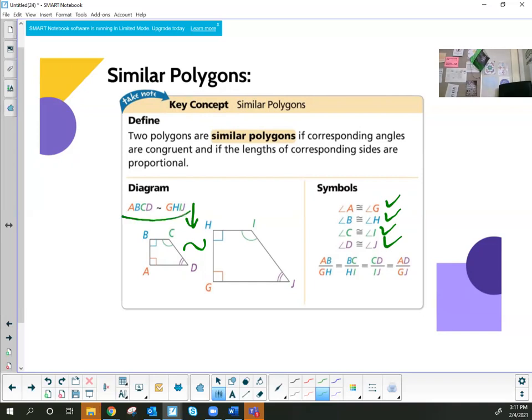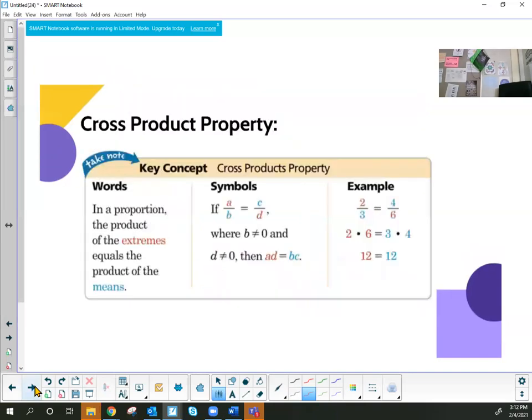This right here is called a similarity statement. We can still do what we did before with the congruency statement. Looking at this, angle A is congruent to angle G, angle B is congruent to angle H, angle C is congruent to angle I, and angle D is congruent to angle J. So you can just follow along using a similarity statement.